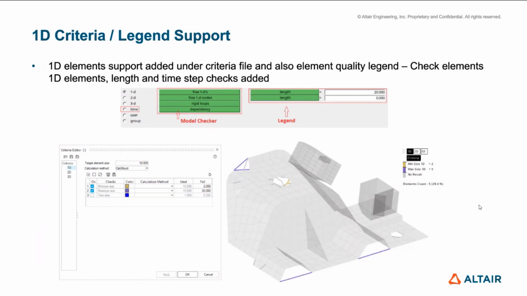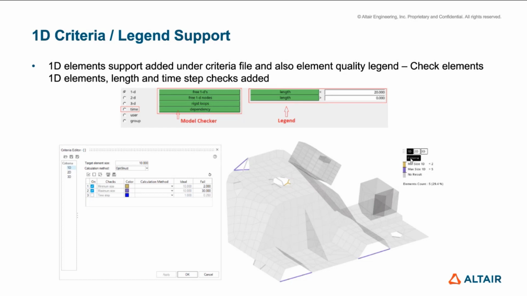Another panel migration item, and really a key one, which completes our legend functionality, is that we now support 1D elements as well. You know that we had added 3D elements to our legend, so this completes our legend functionality. We are also now supporting 1D in our criteria editor, since the criteria file itself drives the legend. So you can see that from the panel standpoint, we had 1D, 2D, 3D, and all the element quality mentioned, which are shown as tabs in the legend. So 1D, 2D, and 3D.